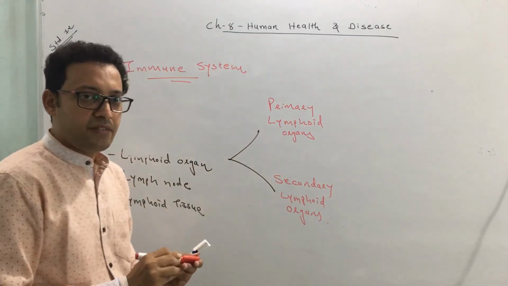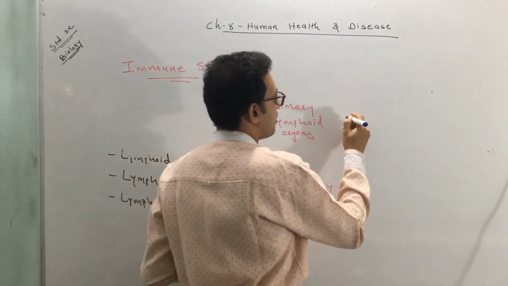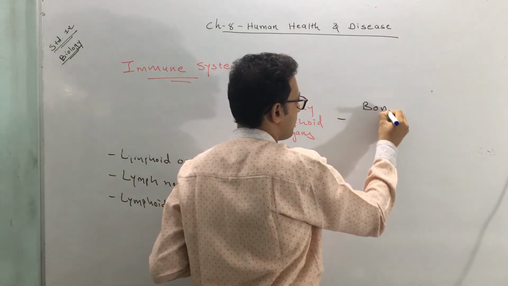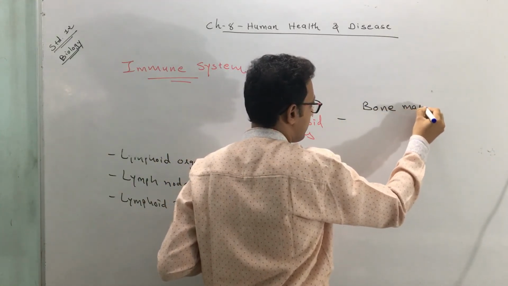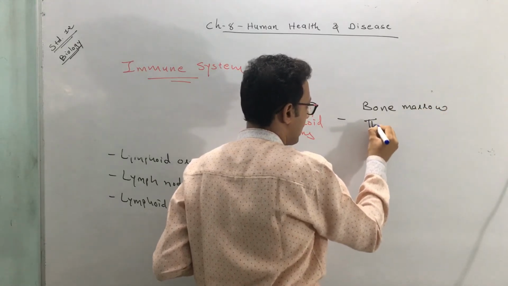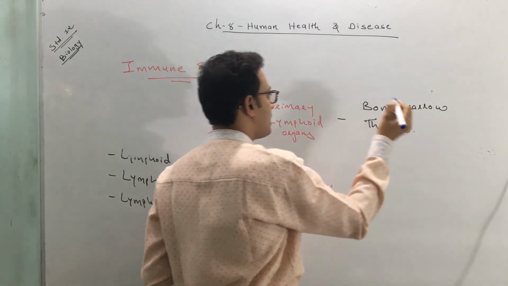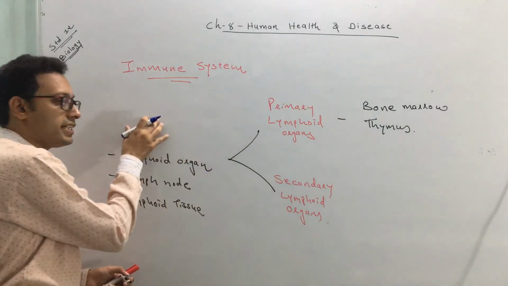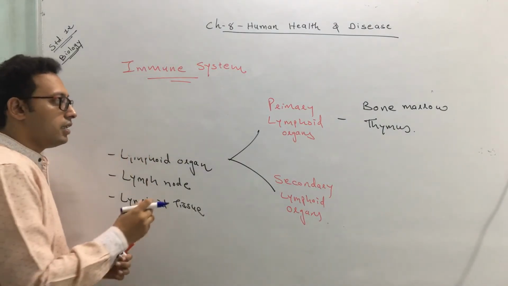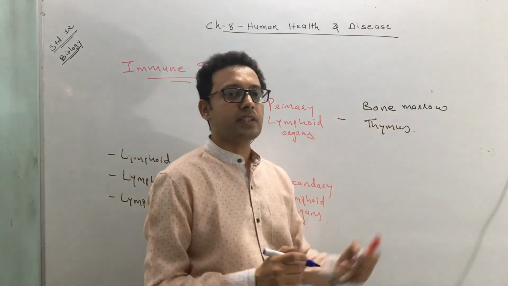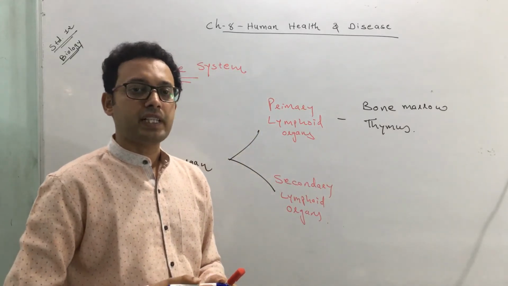So which are the primary lymphoid organs? That is bone marrow, and the second one is thymus. These are primary lymphoid organs, so that's why I have deleted them from over here. Okay, they are the primary lymphoid organs, bone marrow and the thymus. We have just more properly classified them.